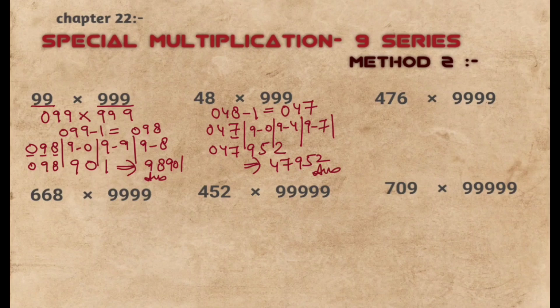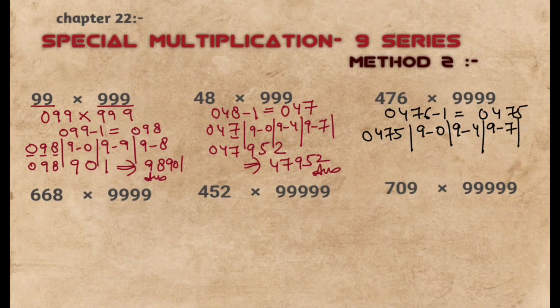Now let's come on to the third question. 476 multiplied by 4 nines. So here also, equating the digits, we'll add 0 before the number. So it will be 0476 minus 1, which gives you 0475. Now again the process is the same. So write 0475, make a partition 9 minus 0, then make another partition 9 minus 4, then make another partition which gives you 9 minus 7, and in the last partition we do 9 minus 5.